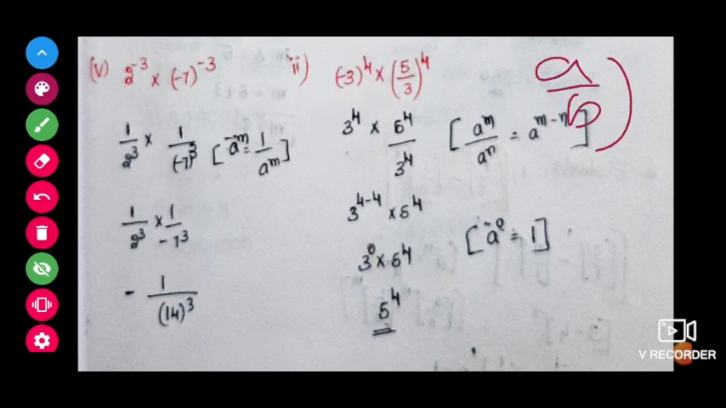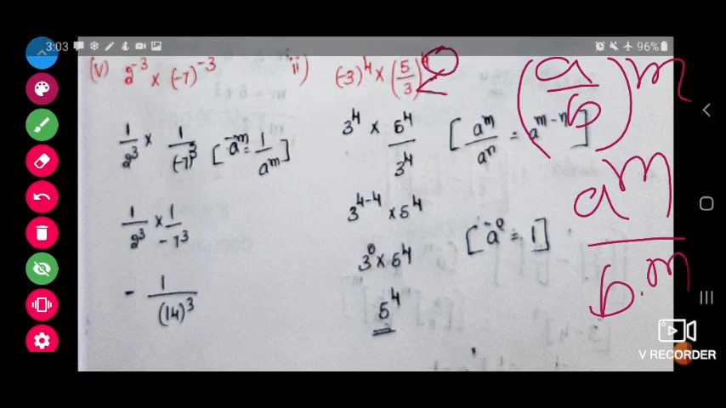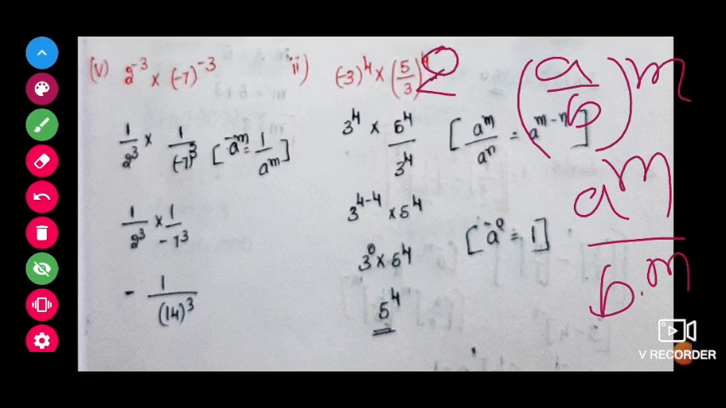here it is like a by b whole to the power m. We can apply a to the power m by b to the power m. So I am applying this 4 for both 5 and 3. If I apply, we will get 5 to the power 4 by 3 to the power 4. Now here 3 to the power 4, here 3 to the power 4, we can cancel directly.